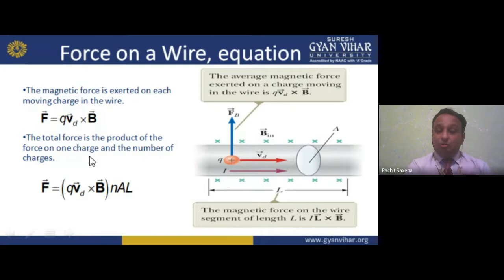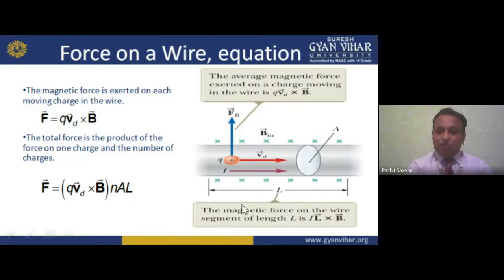Now the total force is the product of the force on one charge and the number of charges. If I'm talking about the number of charges, my dear student, I have to take the product of it. Here, n is the number of charges, A is the area, and L is the length.